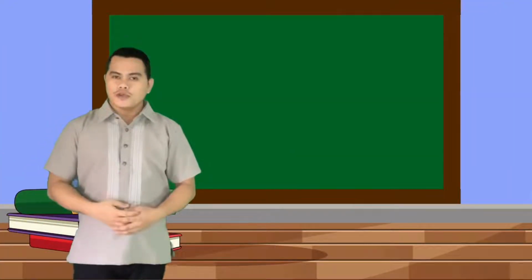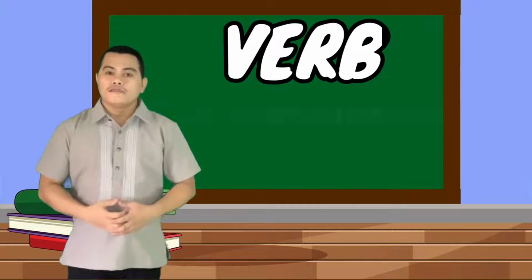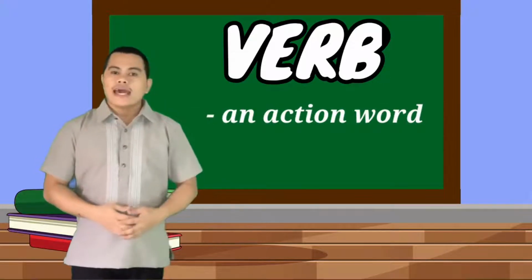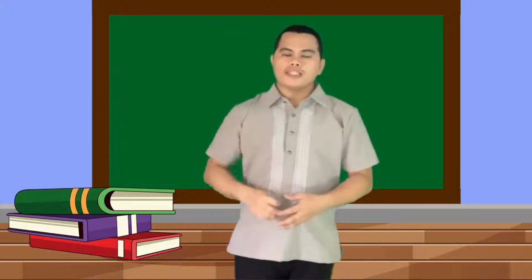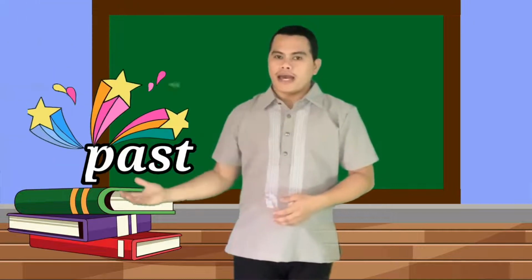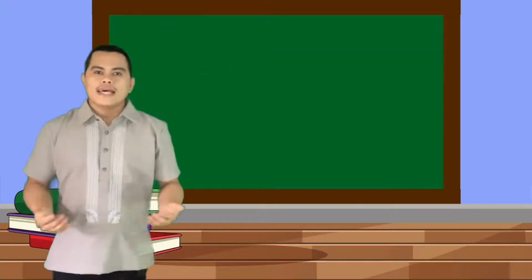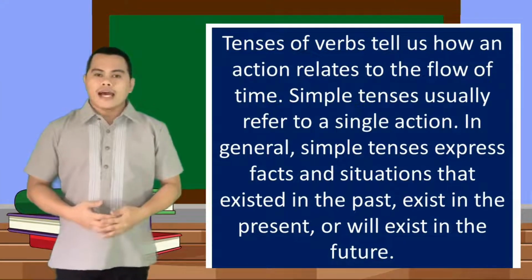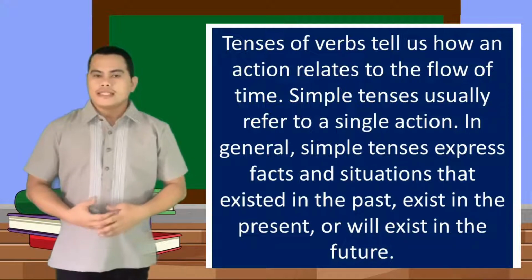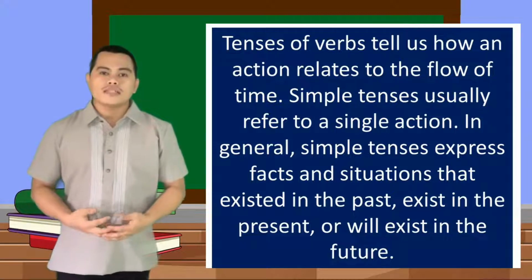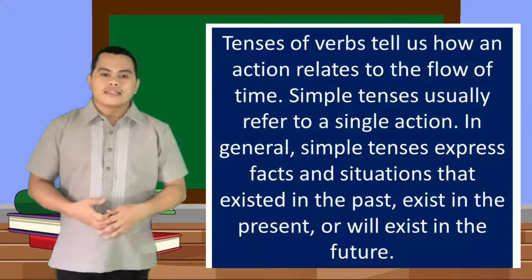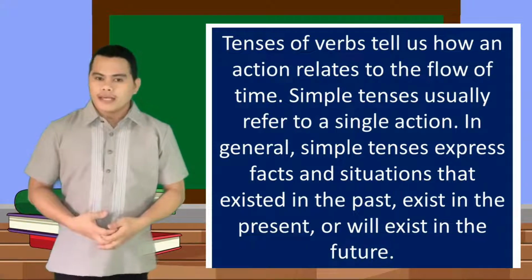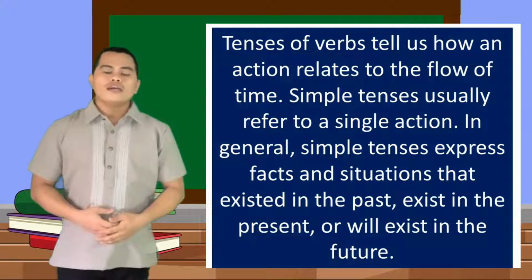Let me first introduce to you what a verb is. A verb is known as an action word and a state of being. There are 3 simple tenses of verbs, namely the past, the present, and the future. Tenses of verbs tell us how an action relates to the flow of time. Simple tenses usually refer to a single action. In general, simple tenses express facts and situations that existed in the past, exist in the present, or will exist in the future.